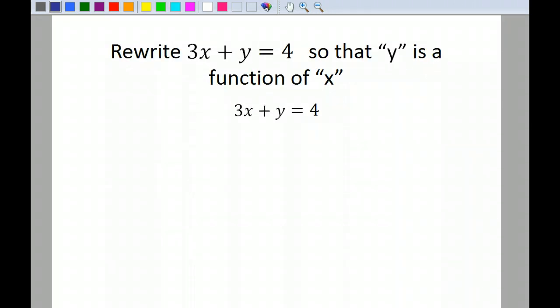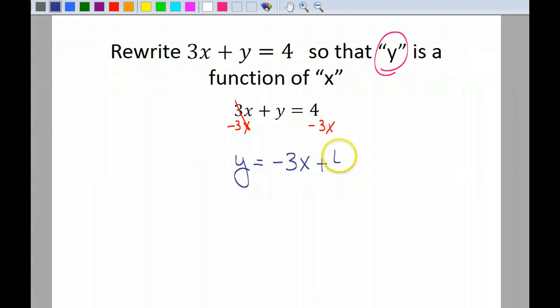Okay, so this one asks me to rewrite the equation 3x plus y is equal to 4 so that y is a function of x. What that simply means is, hey, isolate y. So I'm going to rearrange this equation. I want to get y by itself. Who's in the way? 3x. So I'm going to subtract 3x from both sides. So I have y is equal to negative 3x plus 4. So in this case, y is a function of x.